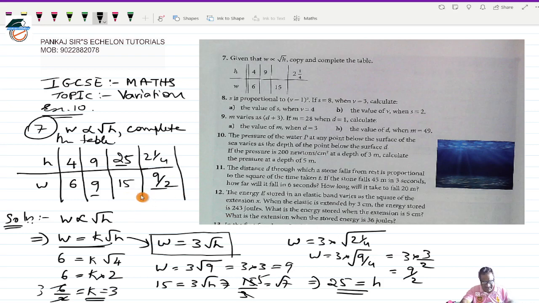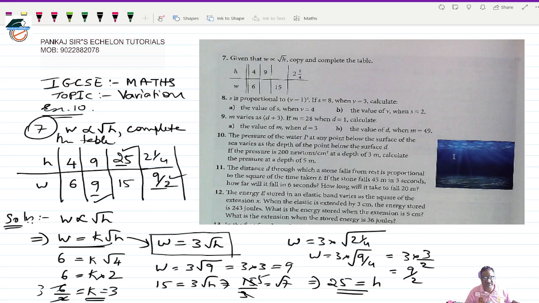Let us verify the answer from behind the book. The answer for 7 is okay. This 9 is correct. This 25 is absolutely correct. And this 9 by 2 is also correct. So this is the way you have to solve these variation questions.